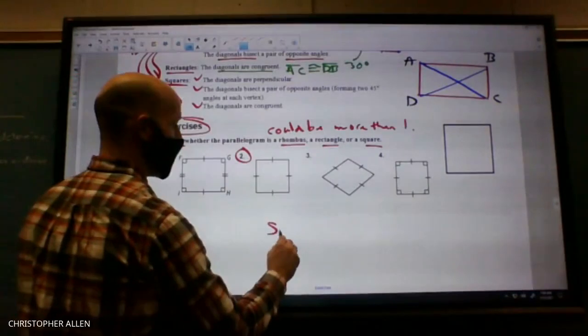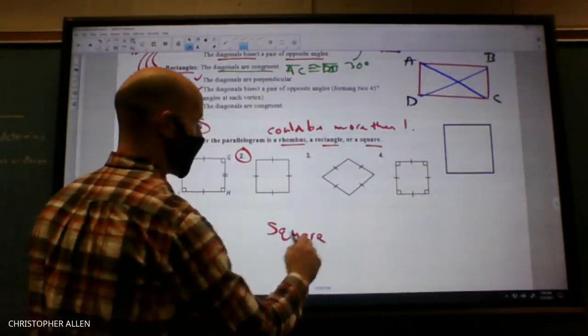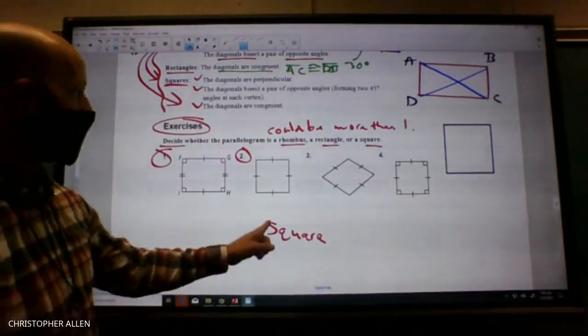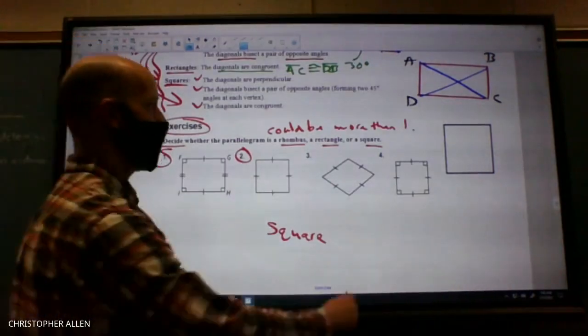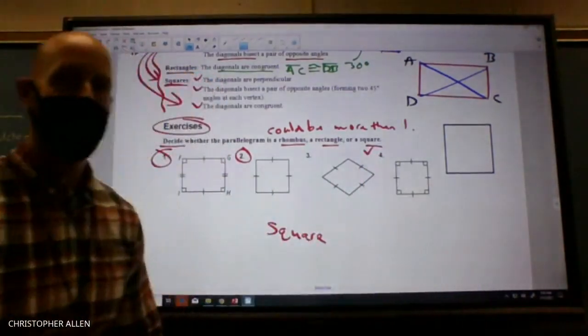So would you guys agree that number 2 is a square? Can anyone tell me what else number 2 is? So we've established it's a square. Is it anything else?